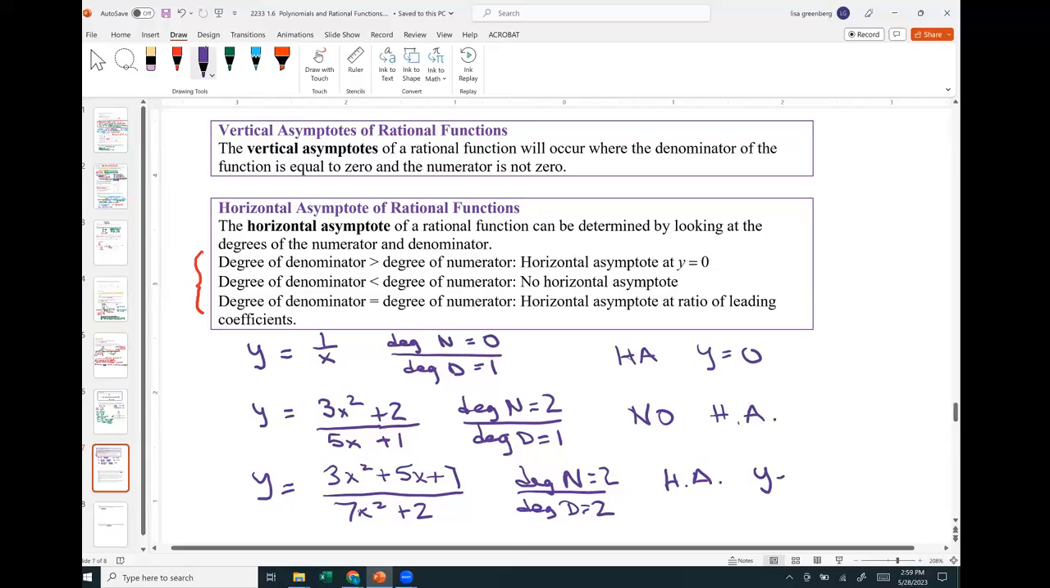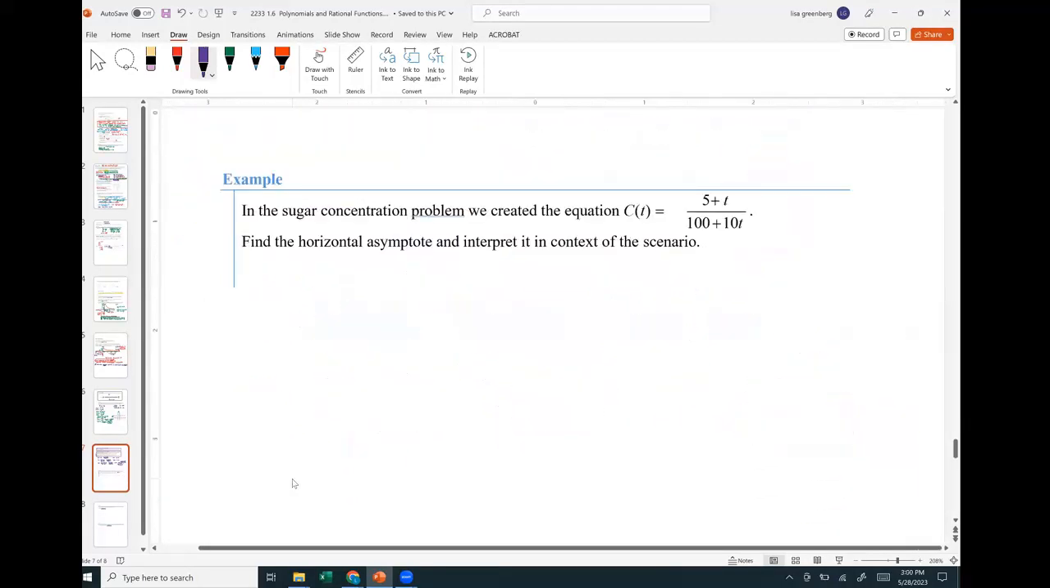is at y equals the leading coefficient of the numerator divided by the leading coefficient of the denominator. So for this one, we would have y equals 3/7 would be our horizontal asymptote. All right.